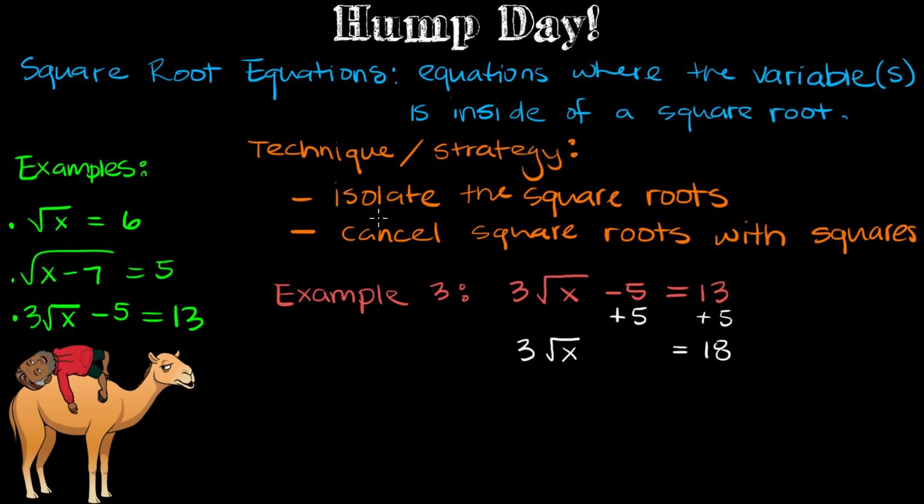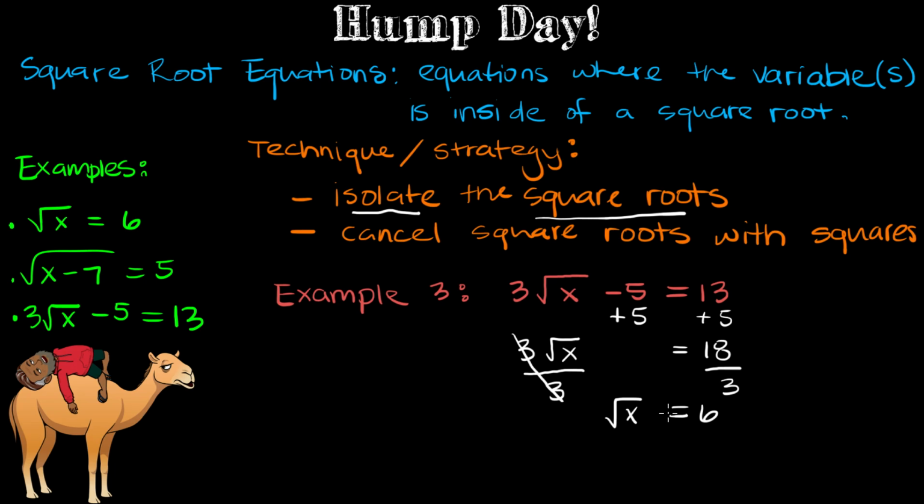Now, remember, my job is to isolate the square root. The square root still has stuff that's not inside of it on that side, so I have to get rid of this 3. The 3 is being multiplied to the square root of x, so the inverse operation, the opposite of that, would be division. So I'm going to divide by 3 because that'll cancel it out nicely. But if you divide the left side by 3, you also have to divide the right side by 3 to keep it equal. Now you have the square root of x is equal to 6, and the square root has been isolated.